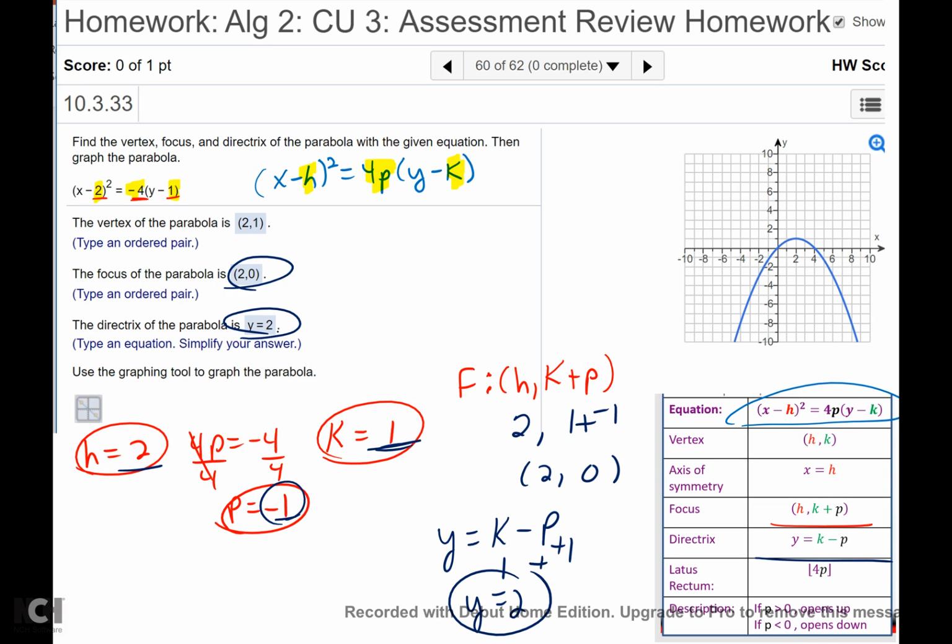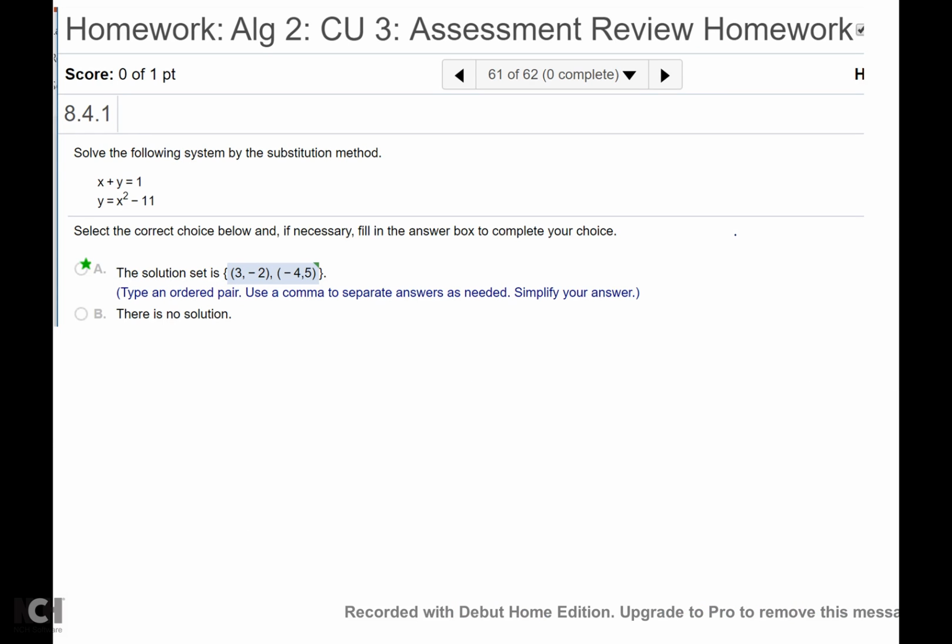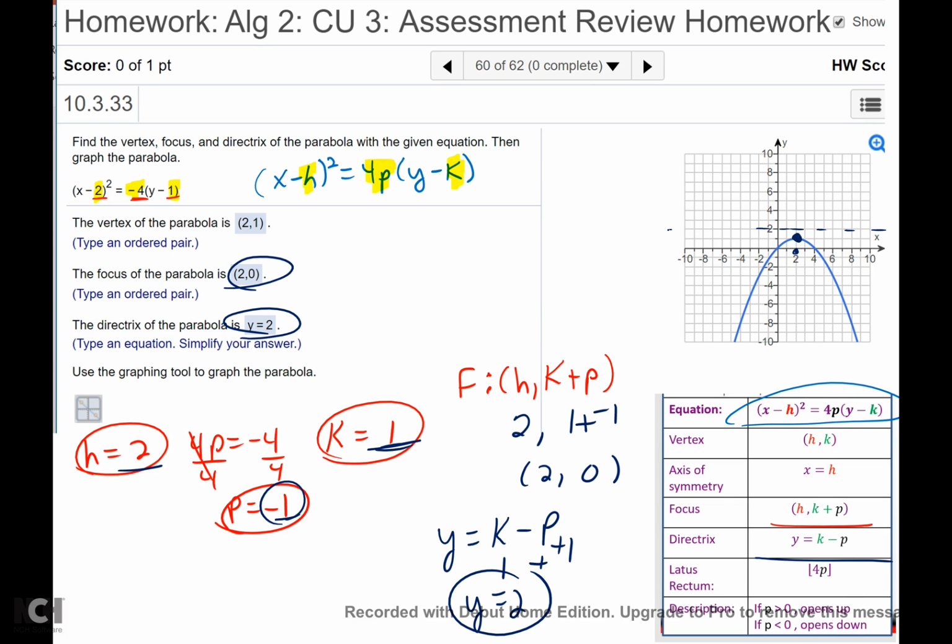Oh, and we have to graph these. Sorry, I didn't do that on the other one. So what you would do is you would pick up your parabola and you would place it at your vertex, yes? And then you can't graph your focus, but my focus is going to be at 2, 0, and my directrix is going to be at 2.